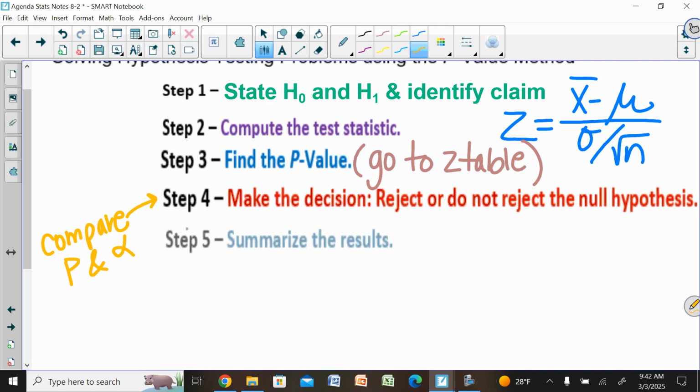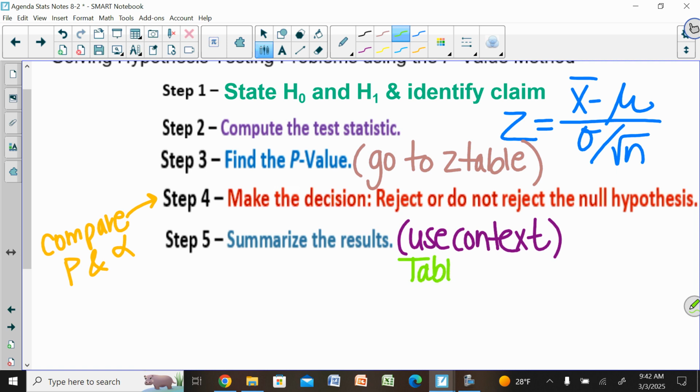And step 5, summarize the results. And I'm going to insist that you use context. What is the claim that the SAT scores are higher than the national average? And I also want to remind you that we have the table that we filled out, and it's on the back of the notes.